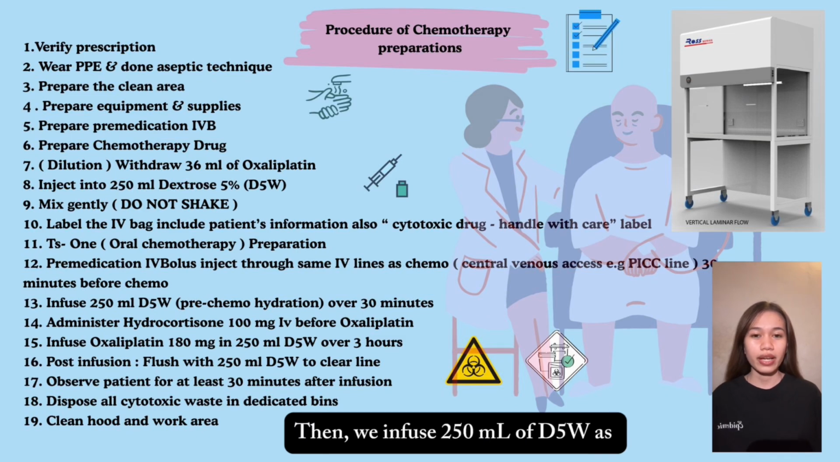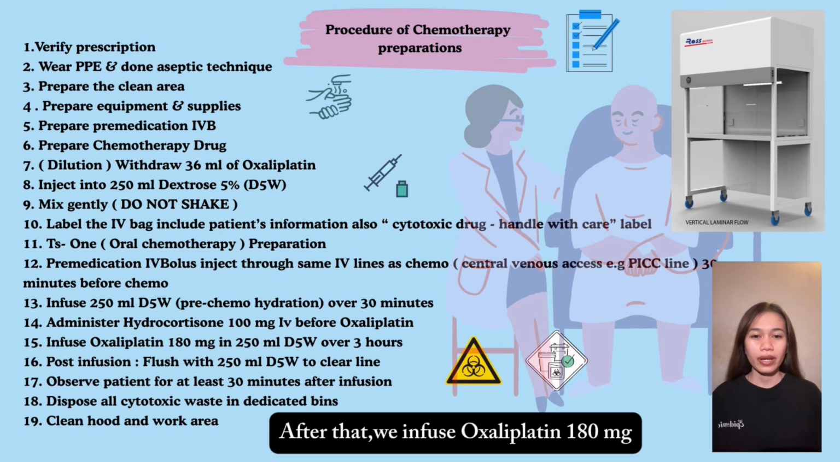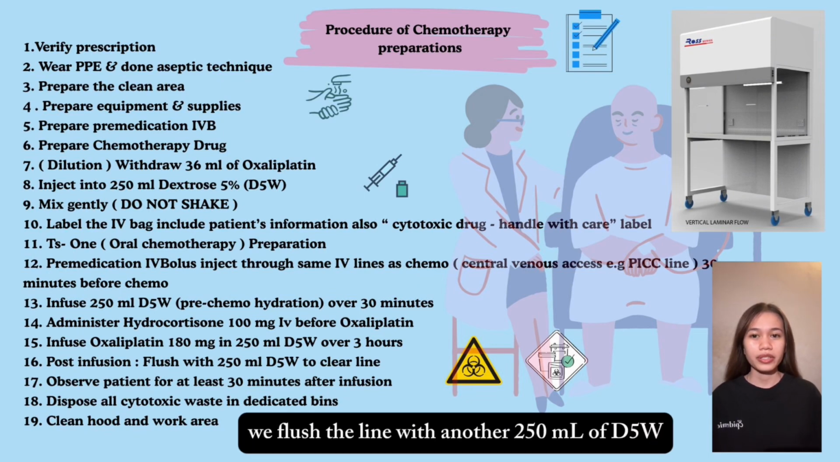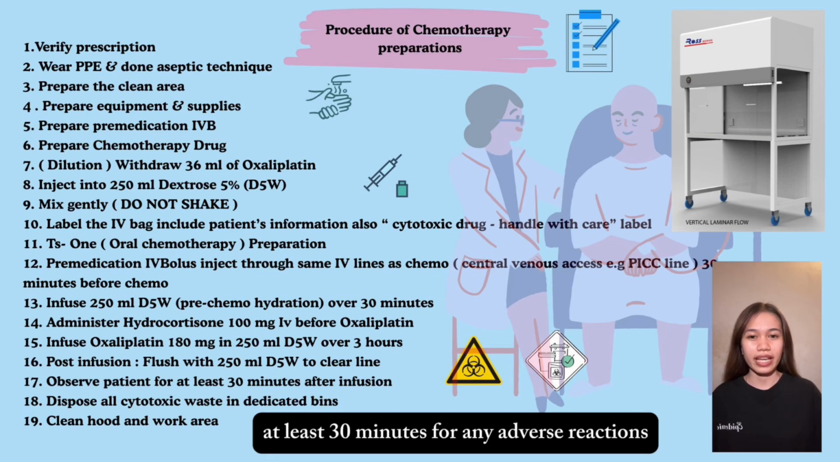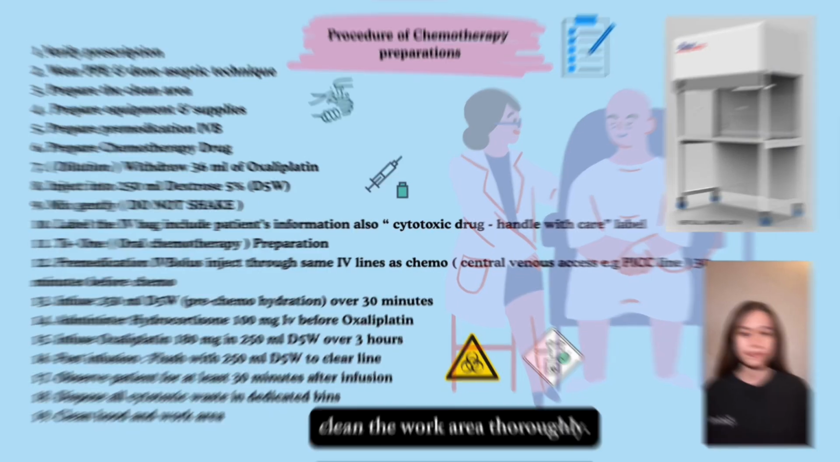Then, we infuse 250 ml of D5W as pre-hydration over 30 minutes, followed by 100 mg of IV hydrocortisone. After that, we infuse oxaliplatin 180 mg in 250 ml D5W over 3 hours. Once the chemotherapy is complete, we flush the line with another 250 ml of D5W to ensure the drug is fully cleared. Finally, we observe the patient for at least 30 minutes for any adverse reaction, then dispose of all cytotoxic waste in dedicated bins and clean the whole area thoroughly.